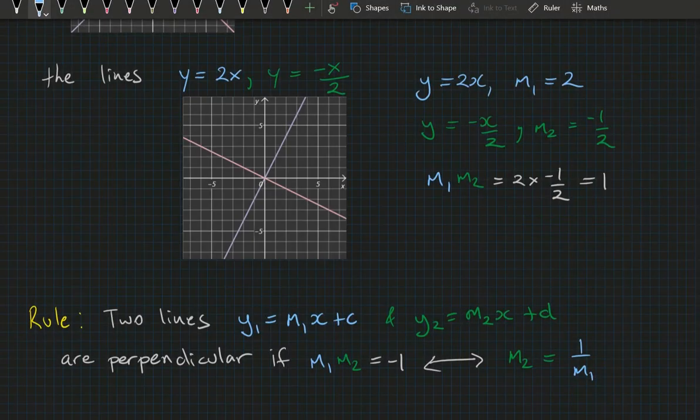Okay, that's the end of the introduction. So just remember the rule: if I multiply two gradients by each other and they equal minus 1, then they're perpendicular. If two lines have the same gradient, then they're parallel. Okay, I'll see you in the next section.